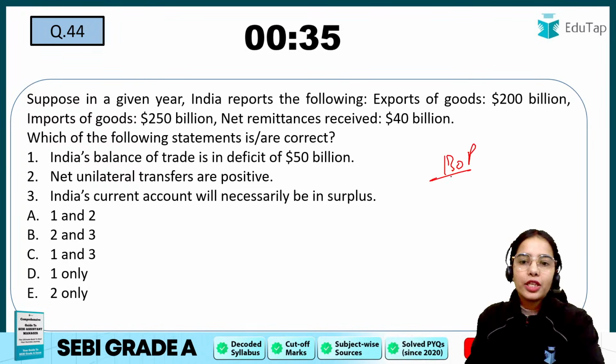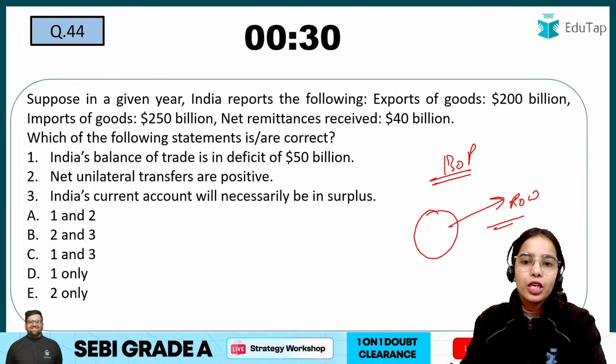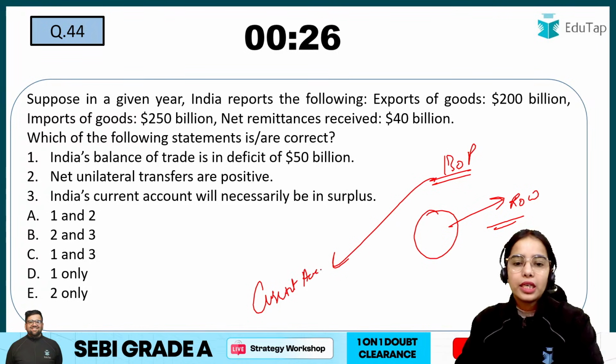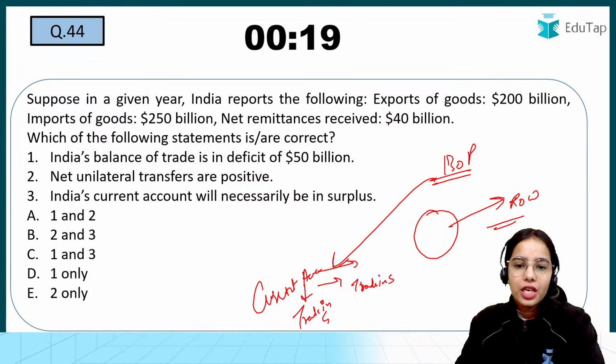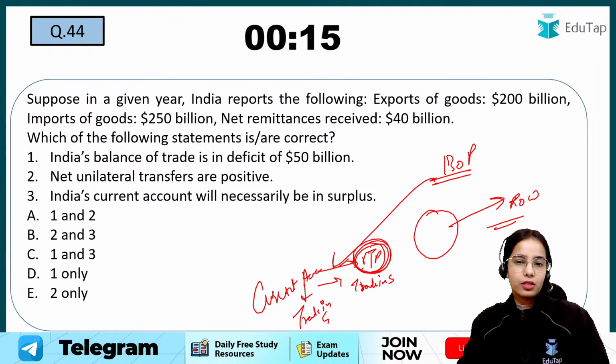Balance of payment basically records all the transactions that a country is doing with the rest of the world. So in the balance of payment, there is the current account. In the current account, we see the trade in goods, trade in services, and transfer payments, which include remittances, gifts, grants, and such.